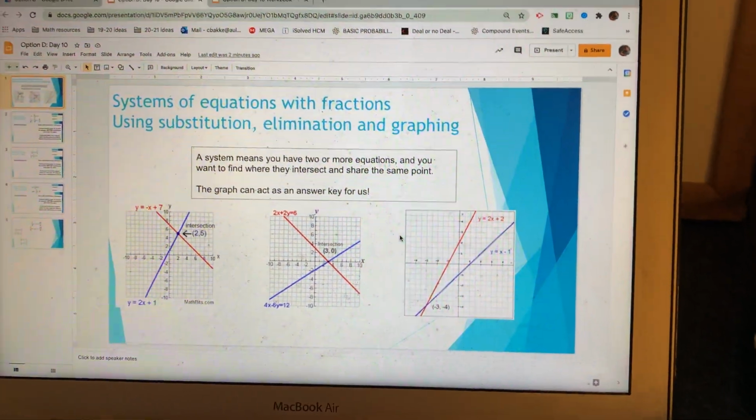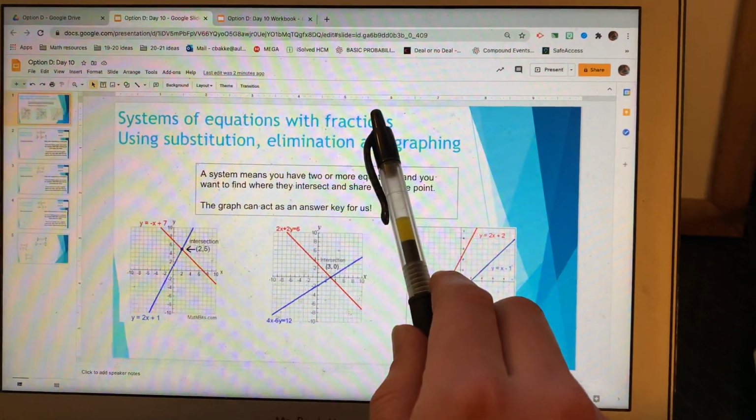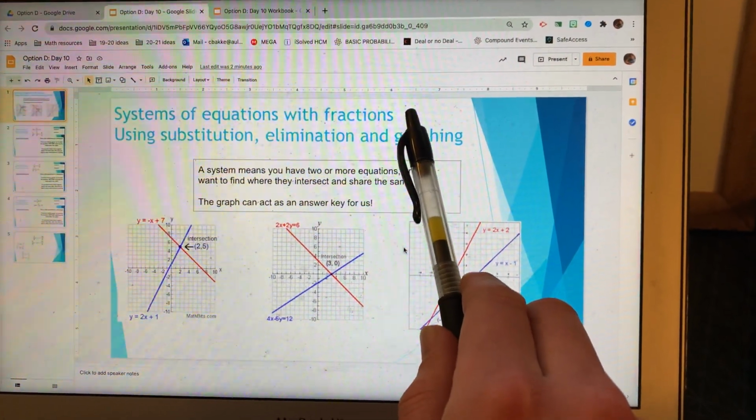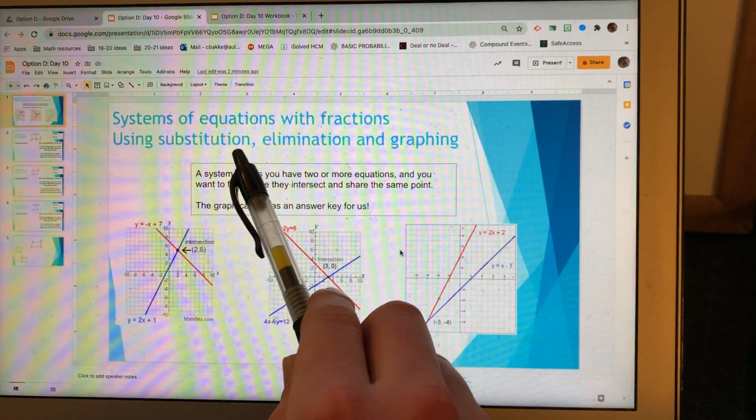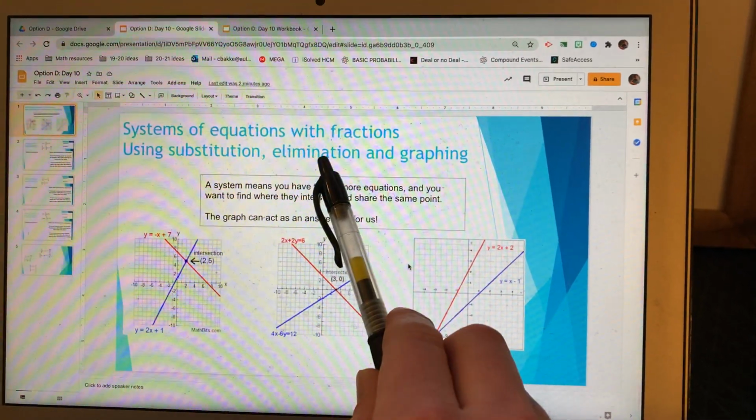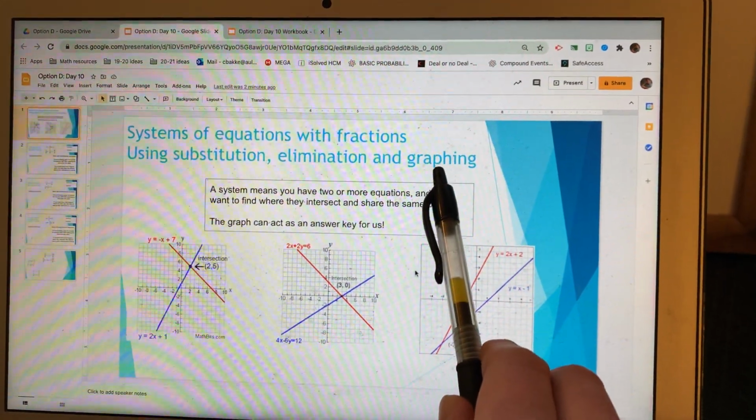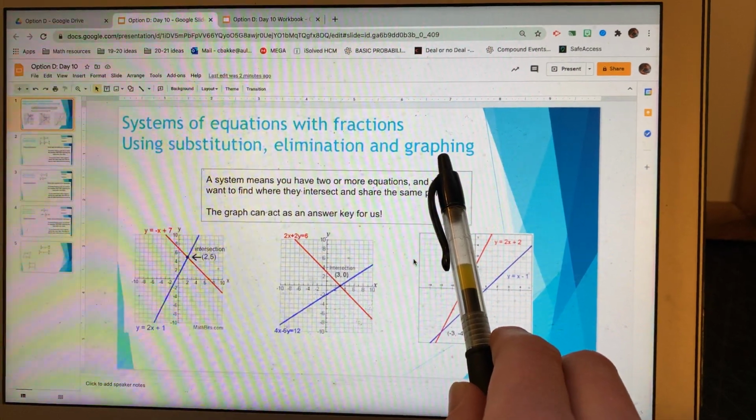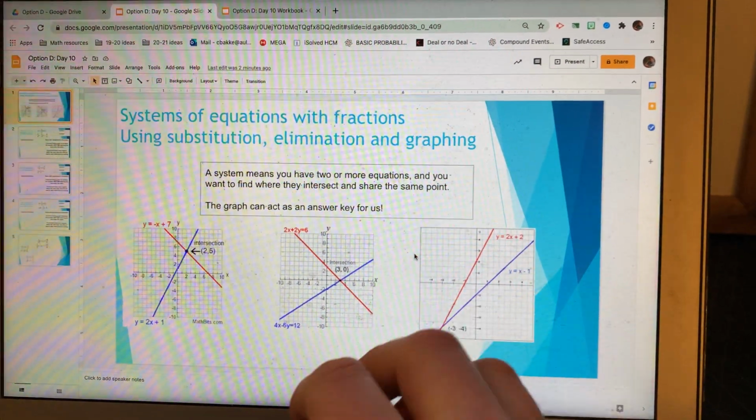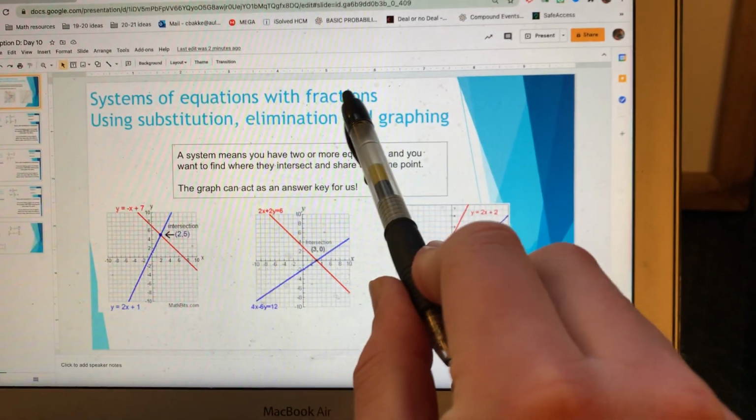The final level of systems of equations is when one or both of our equations have a fraction, which is really common on the SAT. And you have to decide if you're going to use substitution or elimination as the best strategy to solve it by hand, or you can always resort to graphing if you know how to use that technology, especially on the SAT.